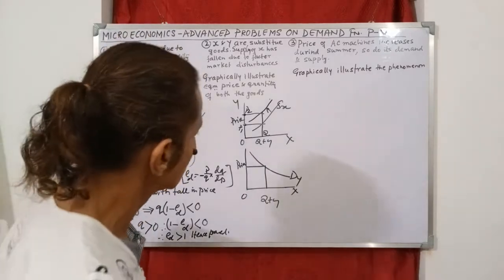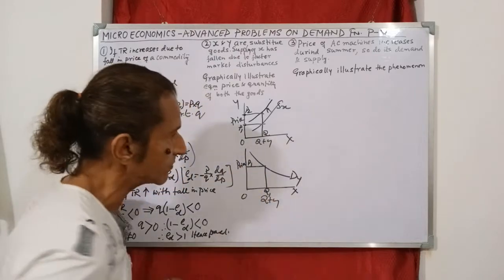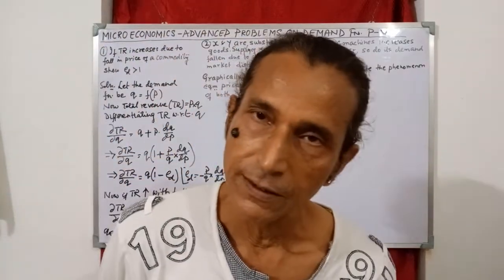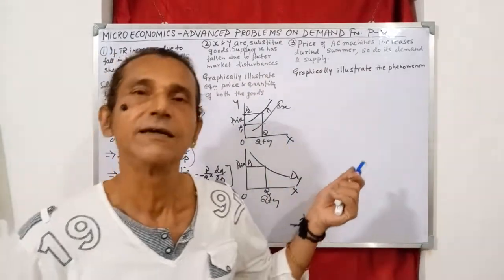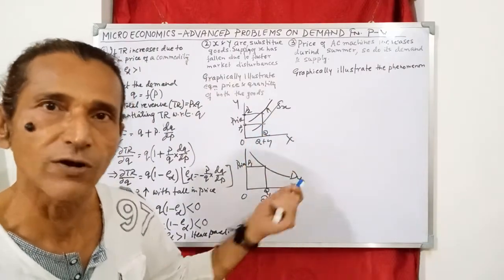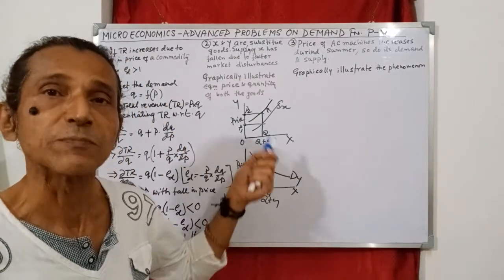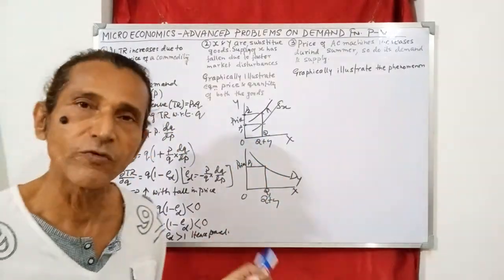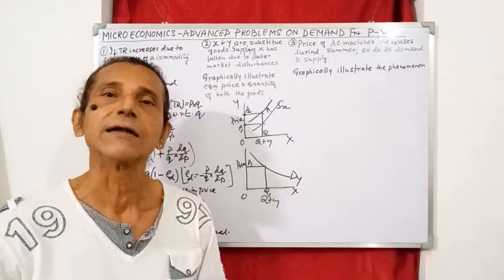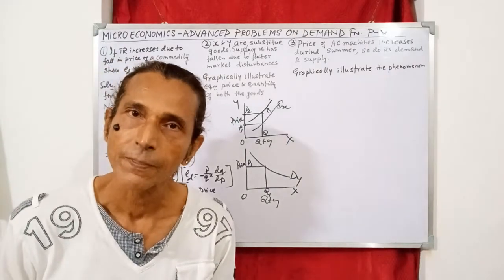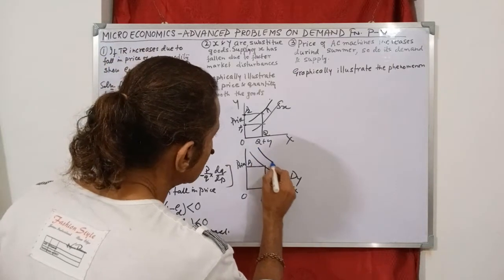The consumer is purchasing OQ1 units at OP1 price. Now as the price of tea, in this example, price of X has fallen, as a result, supply of X has fallen. As a result, its price has increased. The consumer will purchase more of Y because X and Y are substitute commodities. So, at the same price, the consumers will purchase more.